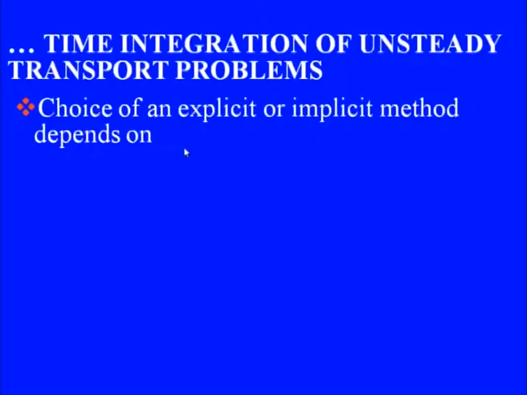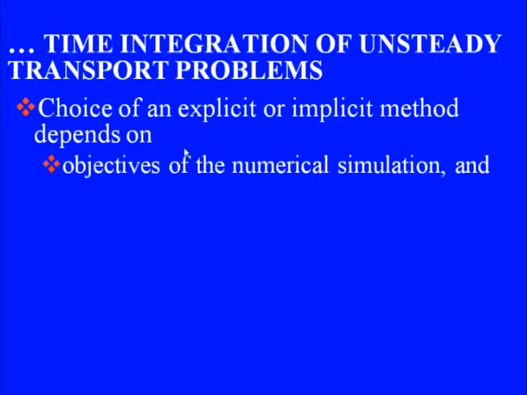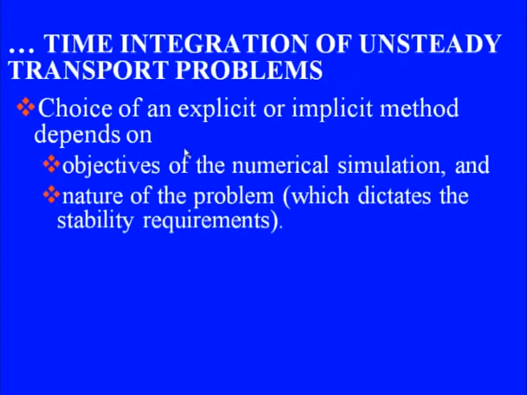So now there is a trade off. If you want to use an explicit method, the evaluation per time step is very fast, but we have already learnt there are stability considerations which limit the value of delta t which we can use. So whether we choose an explicit method or an implicit method would depend on the objective of our numerical simulation and the nature of the problem, which would dictate the stability requirements. Let us elaborate these things further.